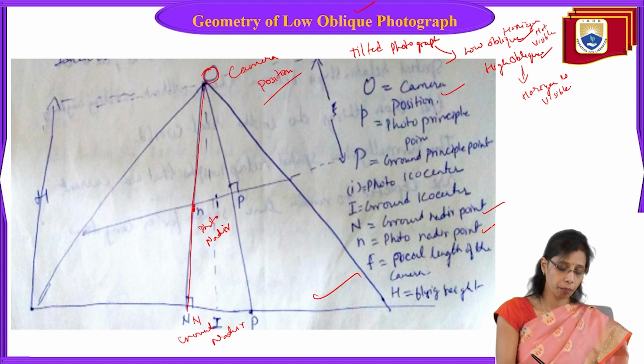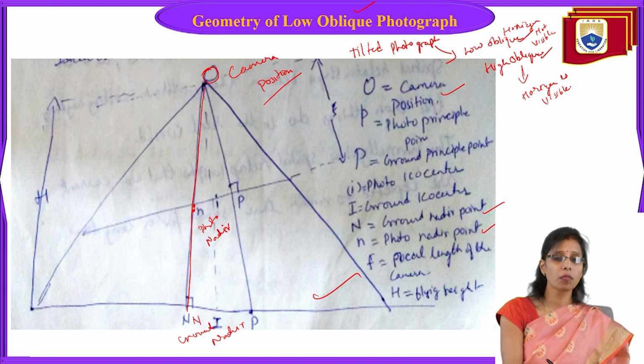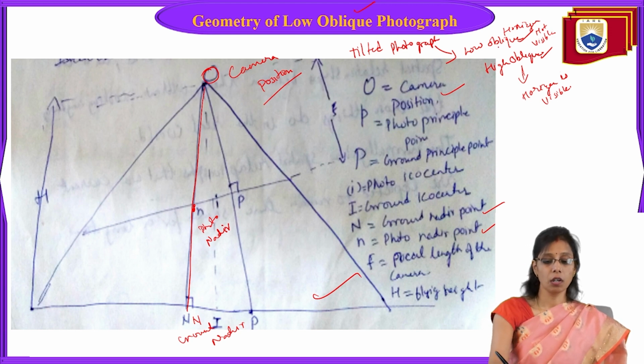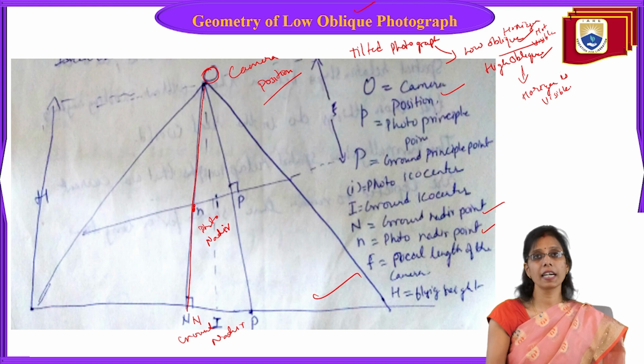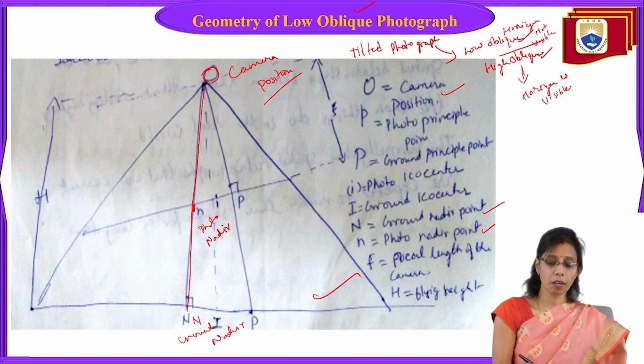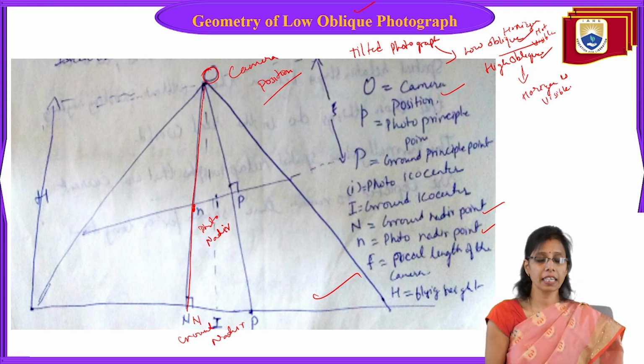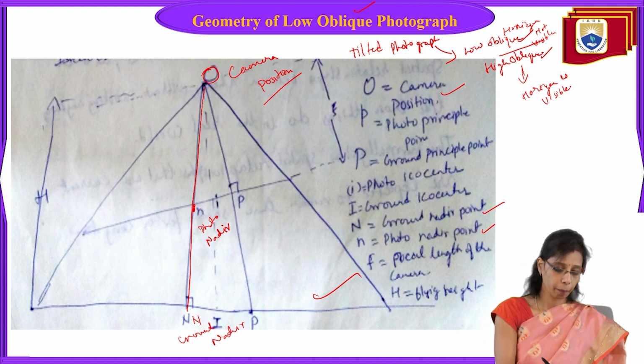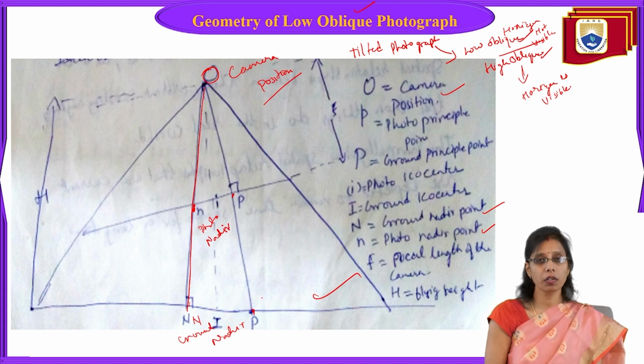So now here, principal point is different from nadir point, right? Why do we say this? Because a low oblique photograph is a tilted photograph. When the camera angle is 30 degrees inclined or 60 degrees inclined, the nadir point and the principal point will not match at all. So I hope you remember what is principal point, what is nadir point, and what is isocenter.